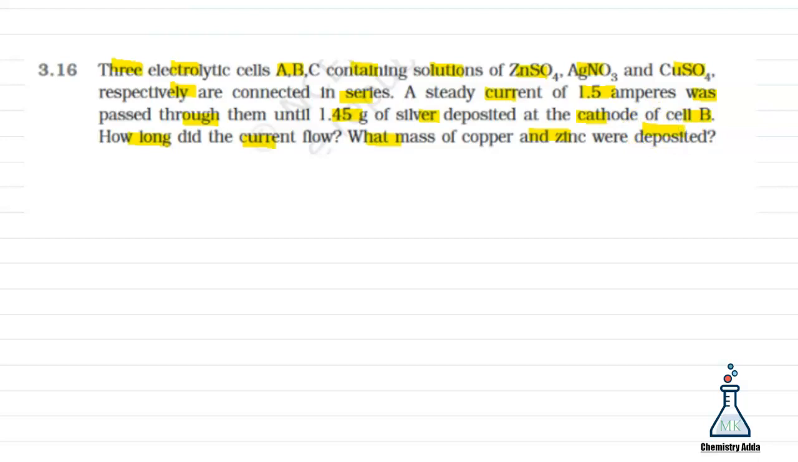First of all, as we can see, all the three salts are connected in series. Since they are connected in series, that means current will be the same throughout all the cells. Series means current is the same. That is the meaning of series.